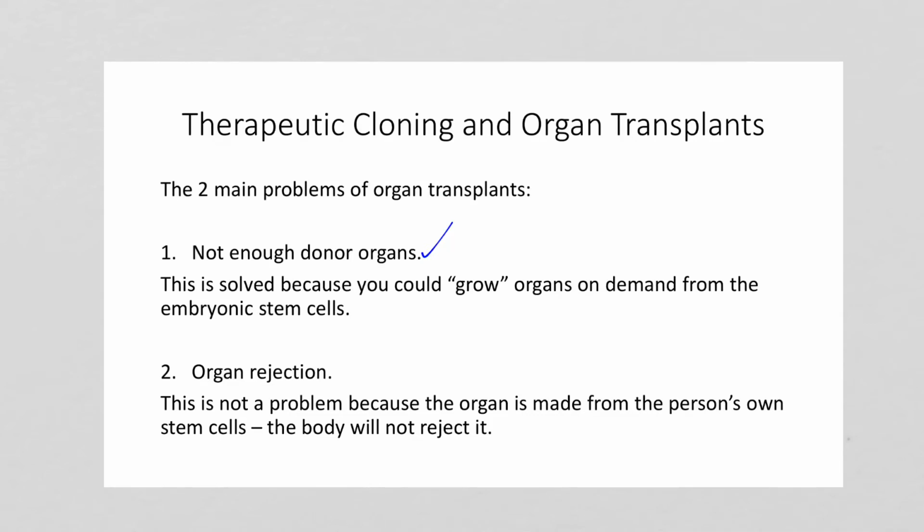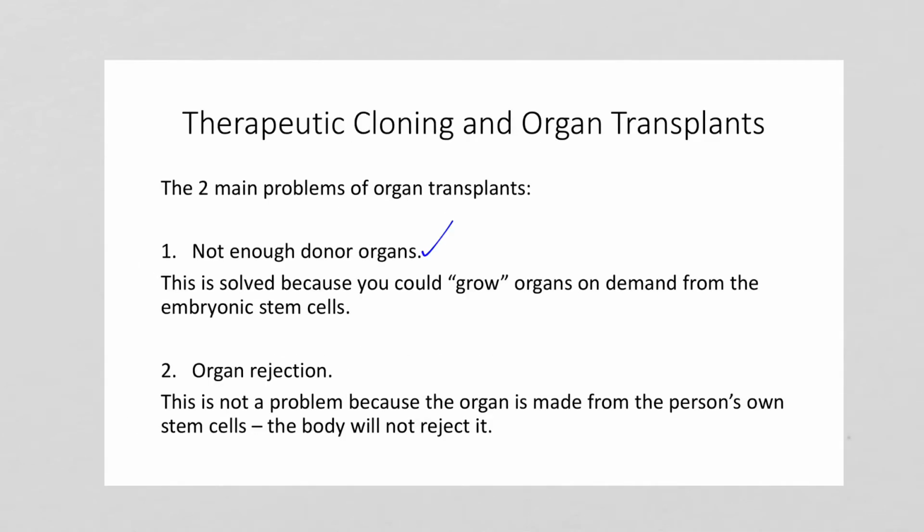Problem number two, it solves as well, because we said for organ rejection that it's because the immune system doesn't recognize the organ as being part of you. It thinks it's something foreign, it's from the outside. Well, if it's a clone of you, then your organ will be genetically identical. So your immune system won't think that it's an outsider, won't think that it's a foreign thing that needs to be destroyed.